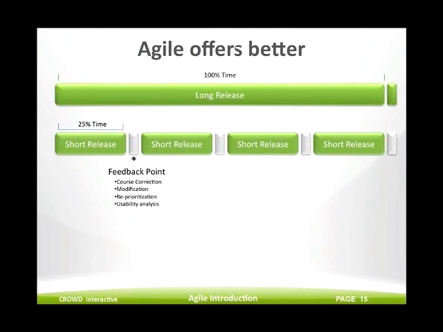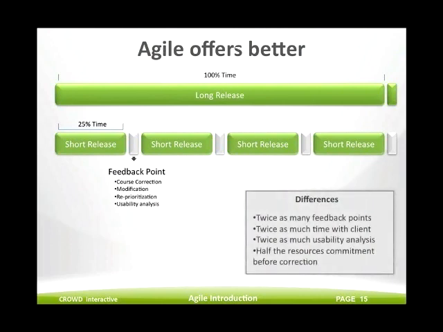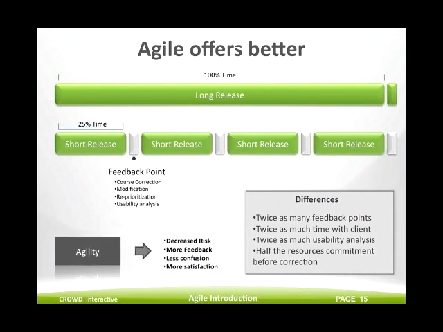And those feedback points each serve as an opportunity to course correct, to modify what you're building, to reprioritize, and to do analysis with real users and see, is what we're doing the right thing. So the outcome is you have decreased risk, more feedback and guidance, and less confusion, which, by the way, leads to more developer satisfaction. So incremental delivery may sound obvious, but it's not.